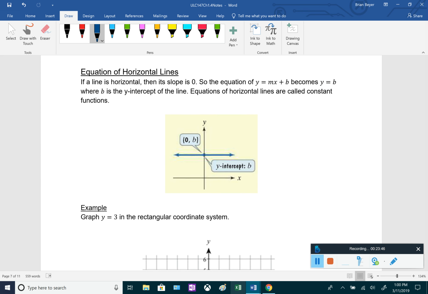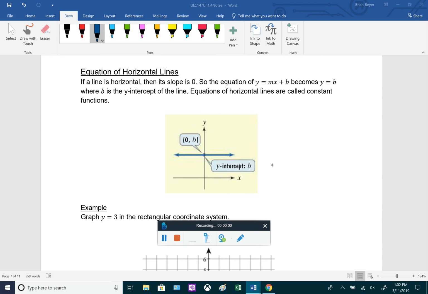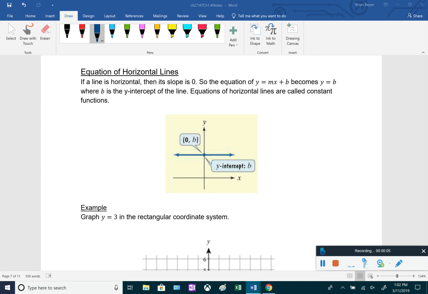So let's get into the equation of horizontal lines and then we'll do vertical lines afterwards. So we already said that if a line is horizontal, then it has a slope of 0. So that means if we had the equation y equals mx plus b, so it's in slope-intercept form here, the slope is 0. So that means this m is 0. So that whole first term cancels off, and we're left with y equals b, where b is the y-intercept of the line.